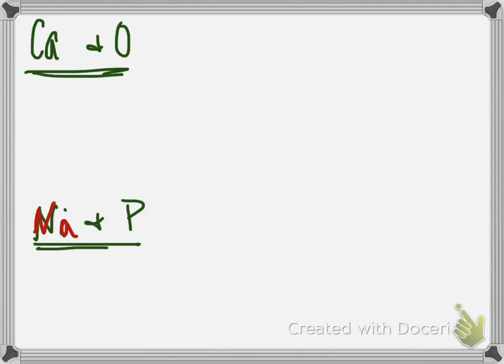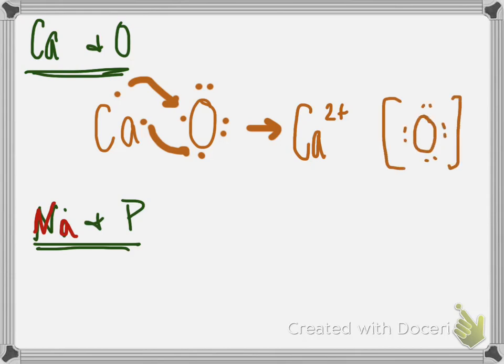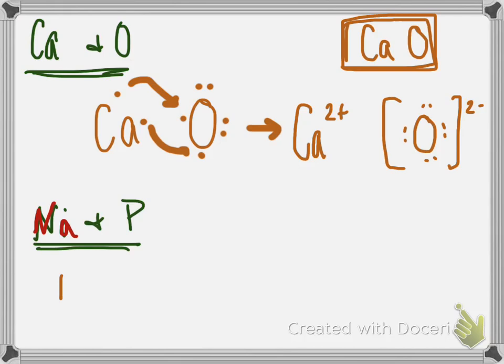Now that you've finished, let's take a look at our answers. So the first one, we have calcium and oxygen. I have 6 electrons around the oxygen, and I have 2 on the calcium. This one works out perfectly because calcium wants to give up 2, and oxygen wants to take 2. When I write what it looks like afterwards, I have a calcium 2+ ion, and then an oxygen with a 2- charge. This one would be CaO because it has 1 calcium and 1 oxygen.